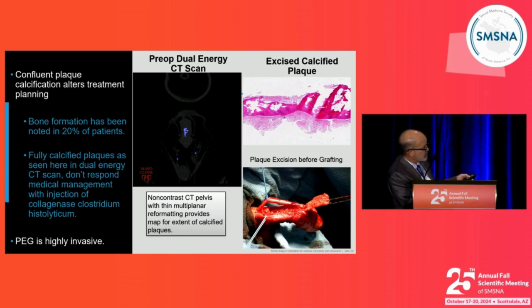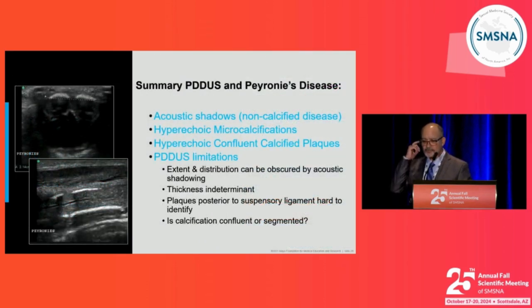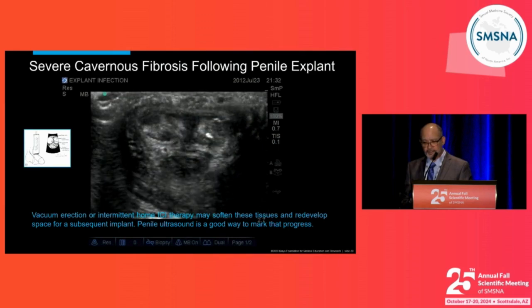This is a dual energy CT scan typically used in the management of stones. This is the actual hematoxylin eosin stain of the plaque that I removed. That's the tissue I removed, but it really looks just like that pitchfork that you see in that CT scan. So sometimes your roadmaps need to be more extensive. So there are limitations to what you can do. You can certainly identify acoustic shadows. You can identify hyperechoic microcalcifications. You can actually begin to assess confluent calcified plaque. But if you're dealing with that and you're thinking about surgical reconstruction, you may want to get a CT.